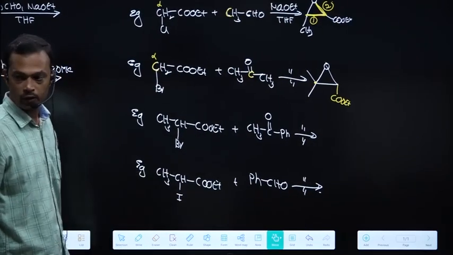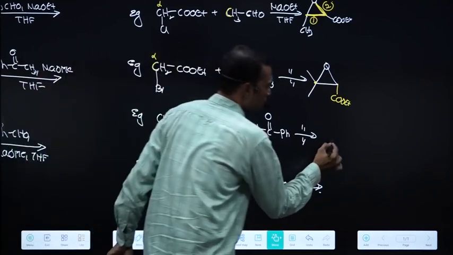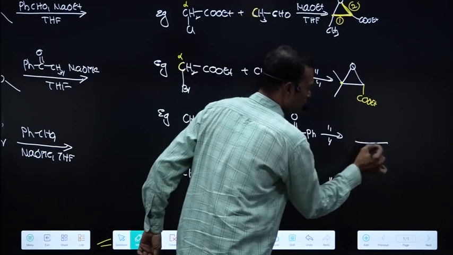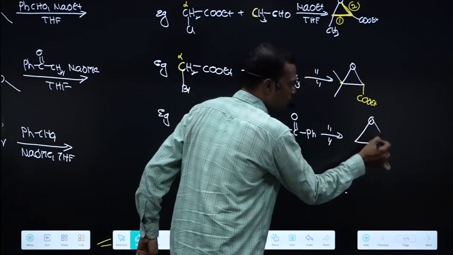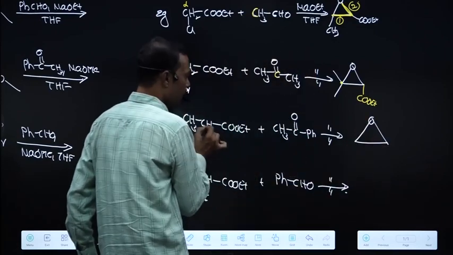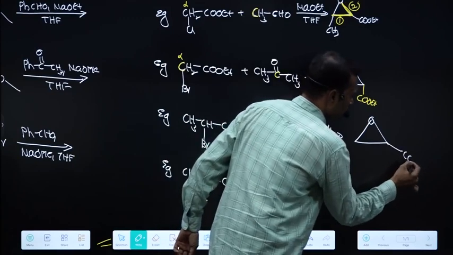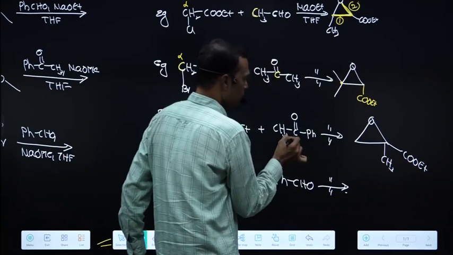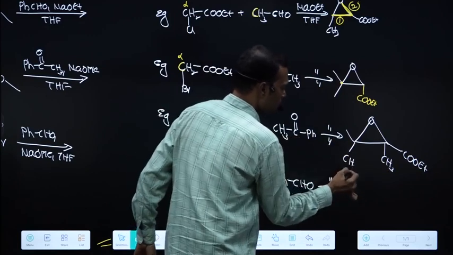So what do you expect in this one? See, is this the alpha carbon or not? Just assume it is alpha. Alpha, beta. Beta attaches to the epoxide. Now the alpha carbon carries the ester as well as CH3, and here, see, this carbon carries CH3 and phenyl.